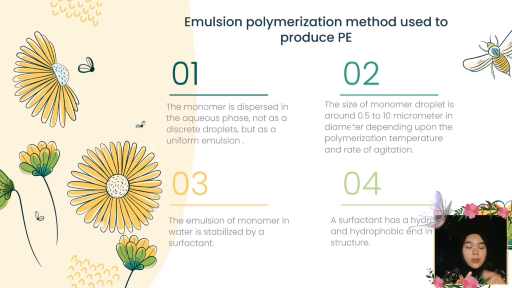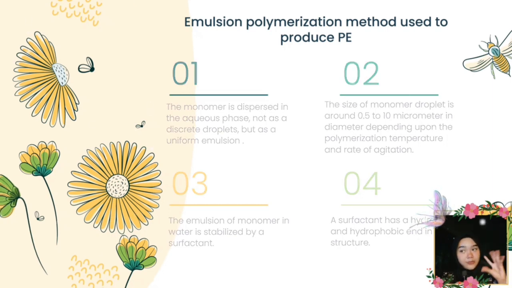Next is number 2. Number 2 is about the size of the monomer droplet, which is around 0.5 to 10 micrometers in diameter, depending upon the polymerization temperature and rate of aggregation. Number 3, the emulsion of monomer in water is stabilized by surfactant. Number 4, the surfactant has a hydrophilic and hydrophobic end in its structure.